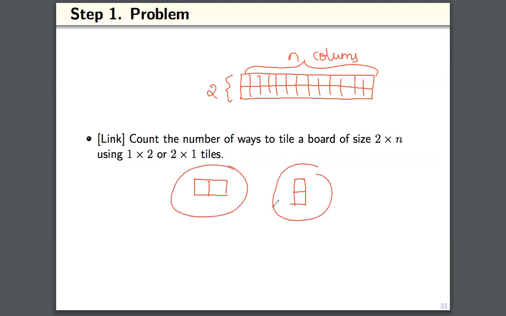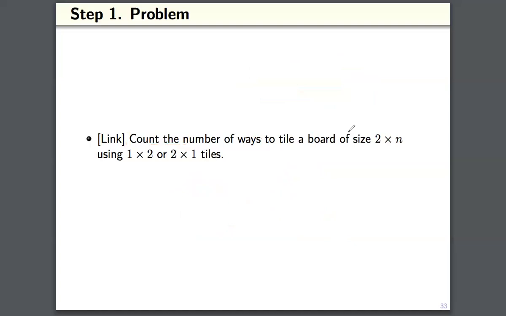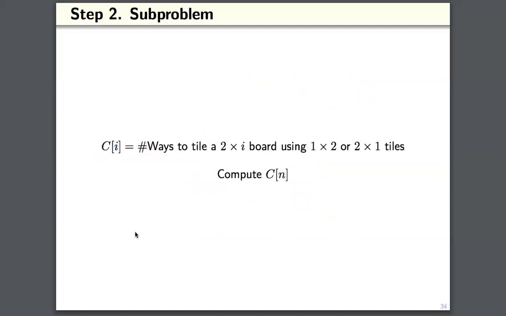Now what is the question? You have to use these tiles and tile this board of size 2 cross n, and you want to find the number of ways to do this tiling, right? How do you find the number of ways in which you can tile this board using 2 types of tiles? Now, can you tell me what would be the subproblem? It's 2 cross I, right? Where you have I number of columns.